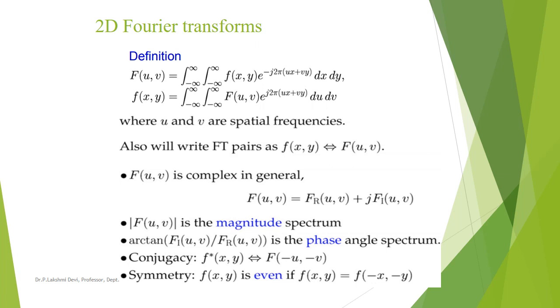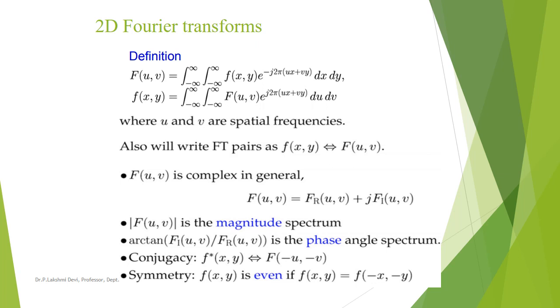So F of u, v is complex in general. That's why F of u, v is equal to the real part of F of u, v plus j times the imaginary part of F of u, v. The magnitude of this F of u, v we represent as mod of F of u, v. And the phase spectrum of this F of u, v is represented as arctan, or tan inverse, of F imaginary of u, v by F real of u, v. This is the phase angle spectrum.